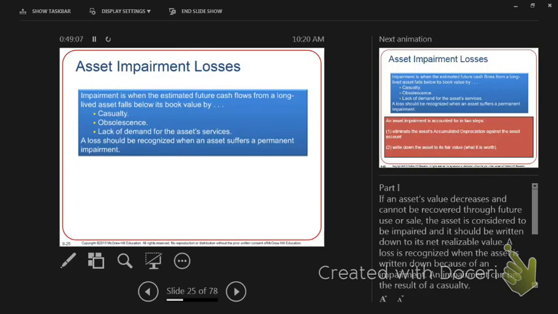So what could make something be impaired? Well, you have casualty, it becomes obsolete, or lack of demand. So two examples with regards to amusement parks. One, they just tore down the red, blue, and green water slide at Six Flags. And they put up a new water slide.